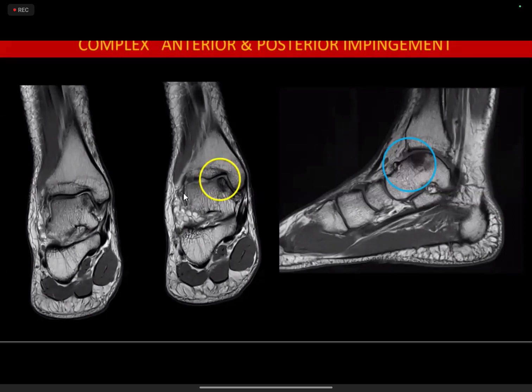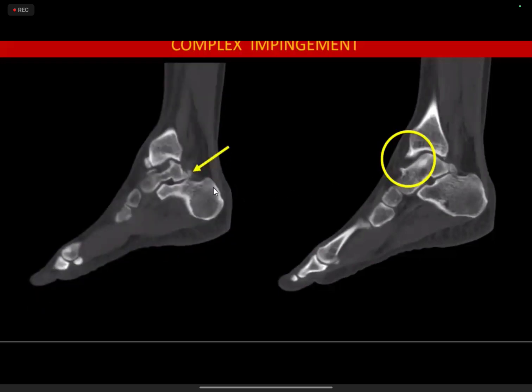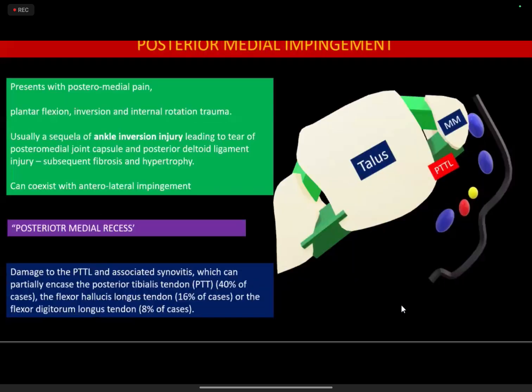So in real life situations, it might not be only isolated findings or a single type of impingement. The patients may present a complex type of impingements, and we need to identify all the triggers for the patient's pain because the management will depend upon each type of injury, right? So this was a case of complex ankle impingement wherein we can see anterior bony projection in spur, we can see an os trigonum, and we could see the other findings.